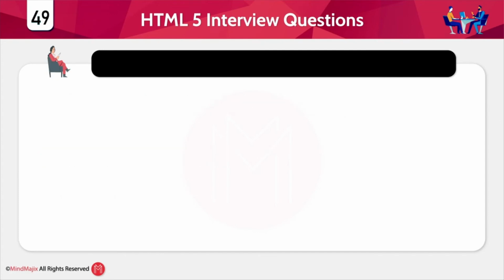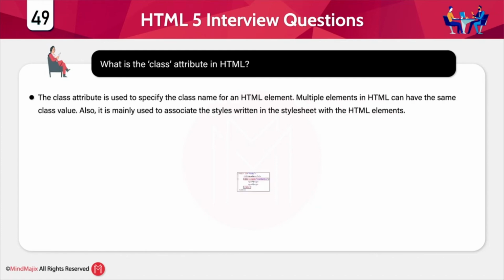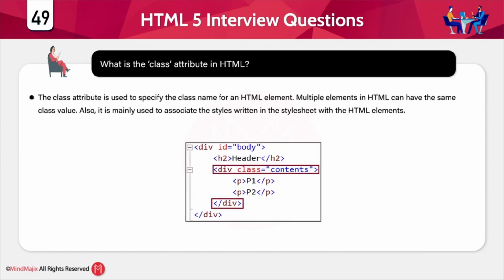See, what's the class attribute in HTML? The class attribute is used to specify the class name of an HTML element. Multiple elements in HTML can have the same class value. It's mainly used to associate styles from the style sheet with the HTML element. Whichever tags have the same class name, for them we can apply a style. That is how we can use class.